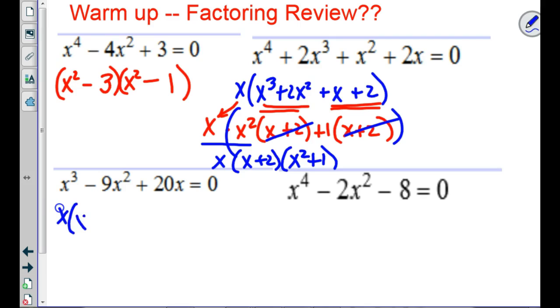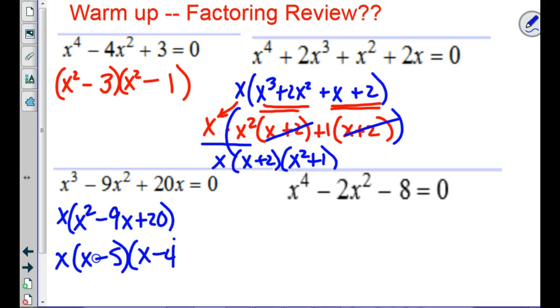Just pull out an x. Always look for the common factor first. And then how would the rest factor, guys? Minus 5 and minus 4. Does that go further? Can't as long as you're down to x's, right?